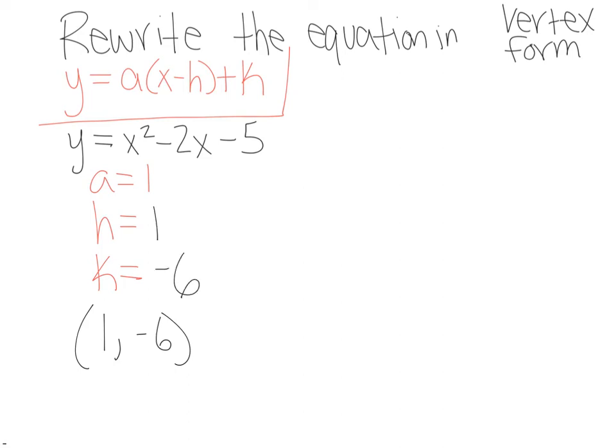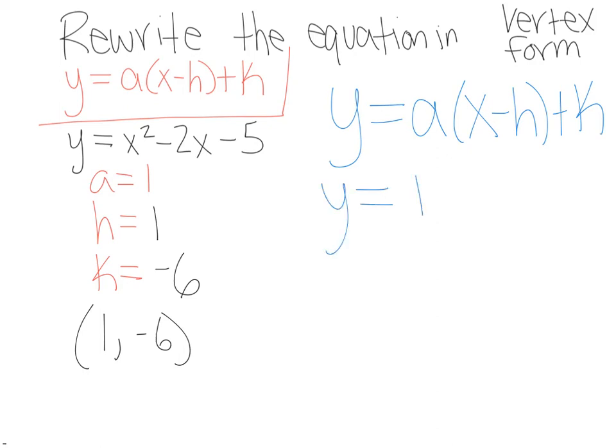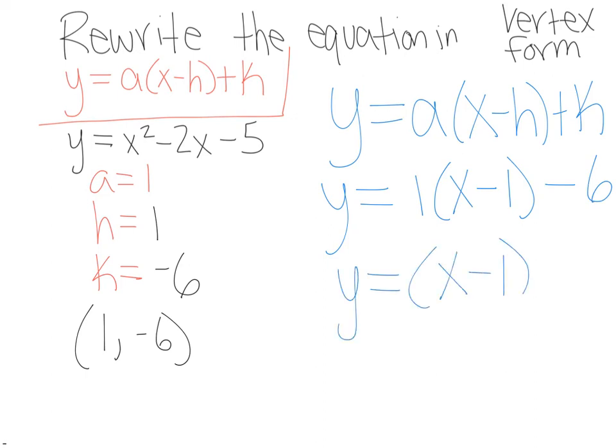And we plug all three of these numbers in. So my equation is a parentheses x minus h plus k. I plug in a, which is just 1. My h is 1, so x minus 1. And then plus k, and k is negative 6, so I'm going to make that a minus 6. And I don't have to actually write that 1. The 1 is going to be implied if I leave it out. I just write x minus 1. Oh, I'm sorry, squared. These should be squared. There we go. Okay, and that's how I put something in vertex form.